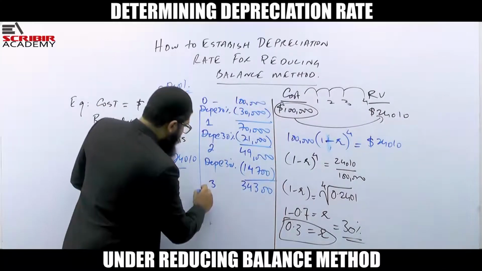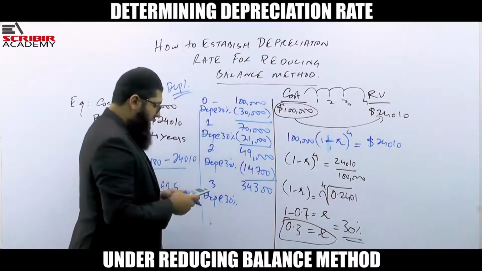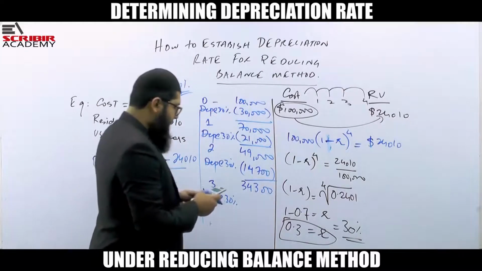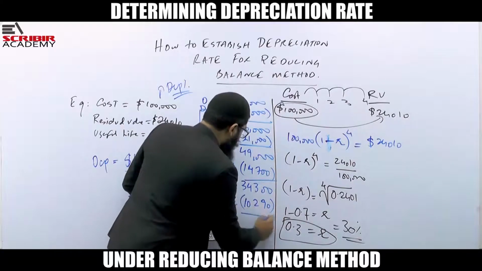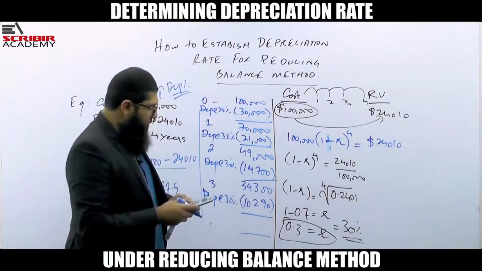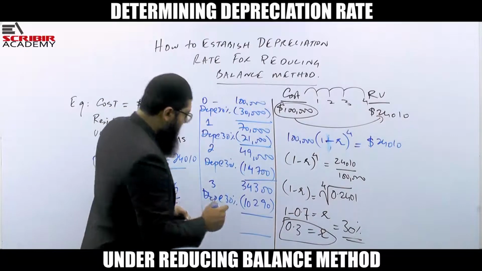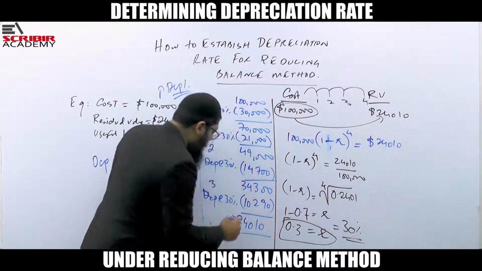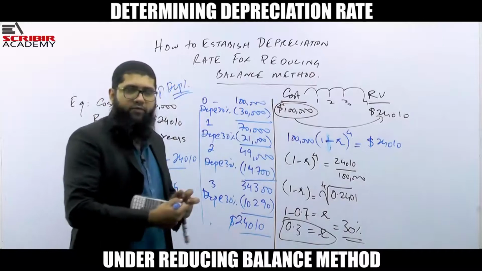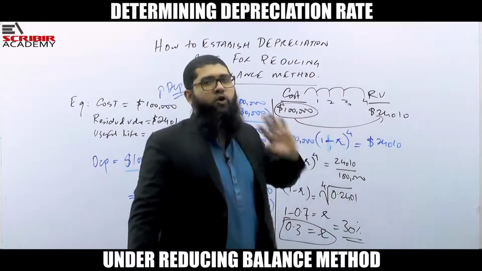And if I depreciate it again at the rate of 30%, this is going to be 10,290. And if I deduct 10,290 out of it, I'll end up getting 24,010. And this is exactly what I wanted, that I wanted this asset to reach its residual value.